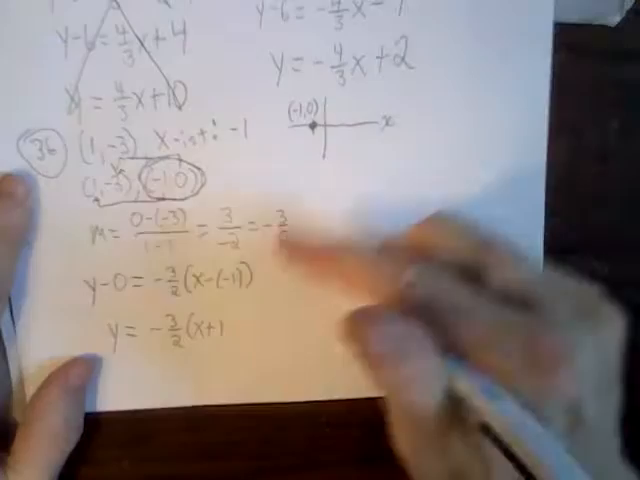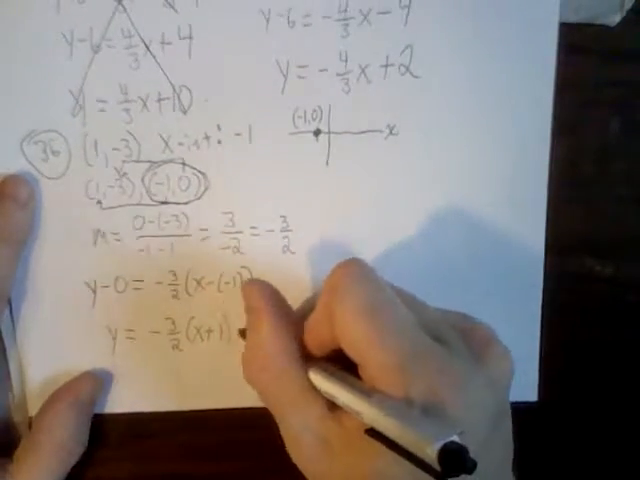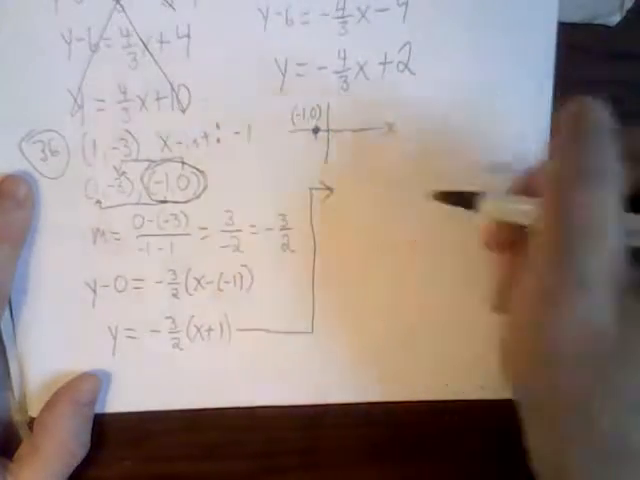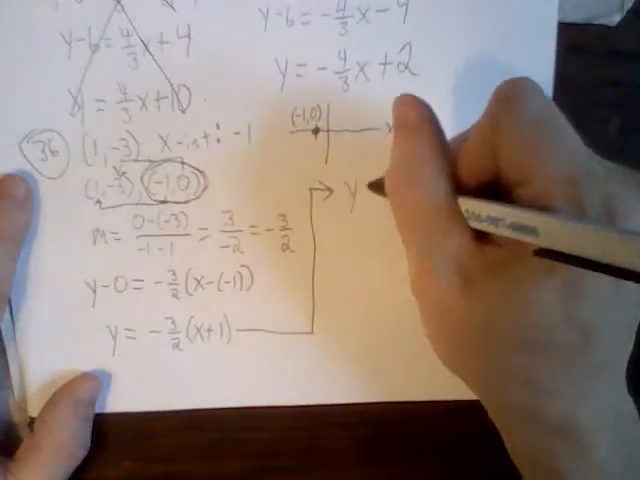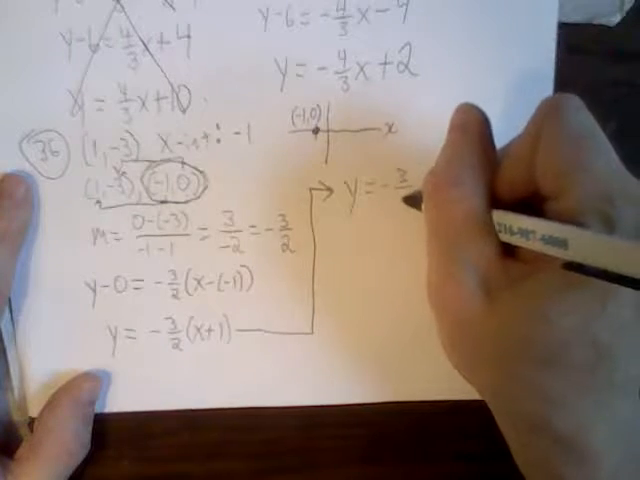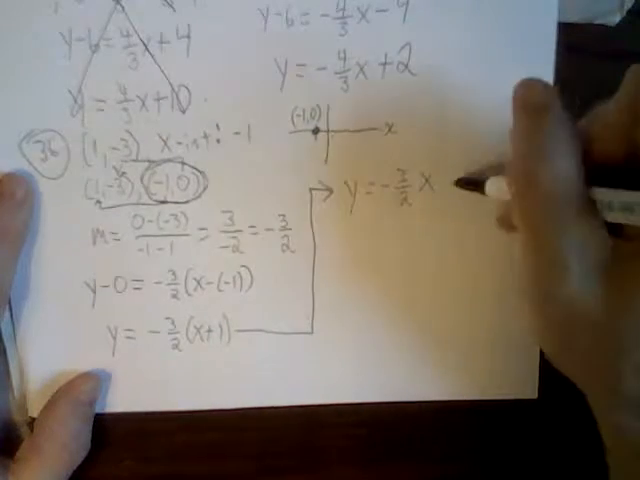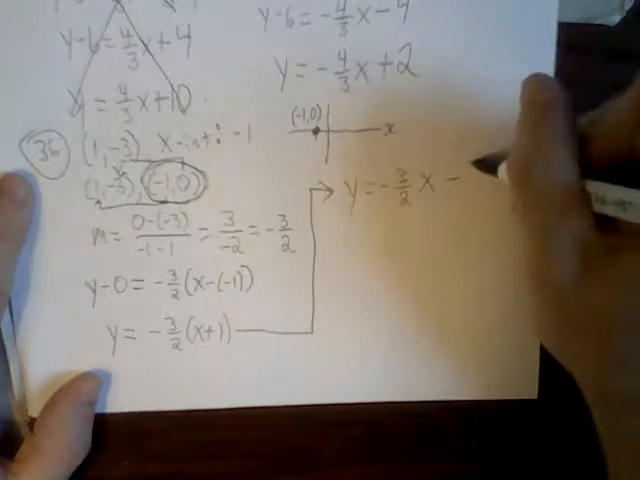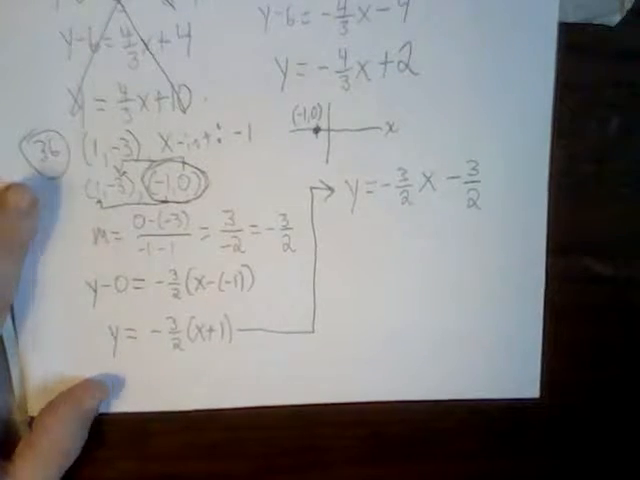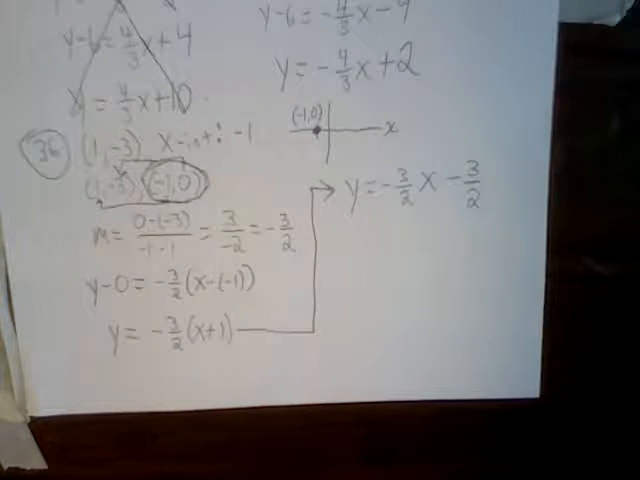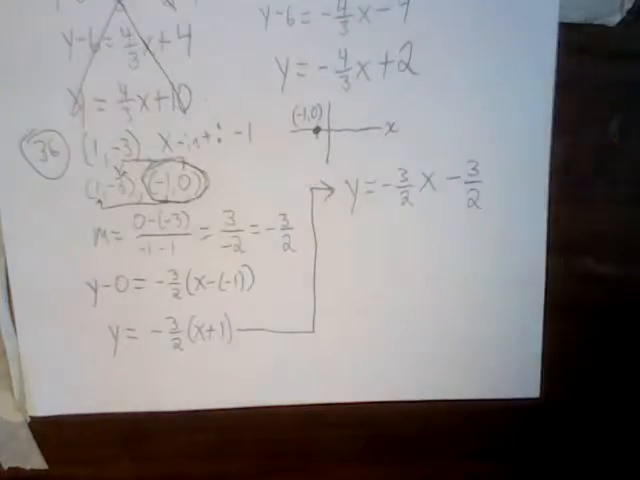Hopefully that paper isn't getting in the way. And go ahead and distribute the negative 3 halves. So you get y equals negative 3 halves x, and then negative times positive 1, negative 3 halves. Okay, so we've got a bunch of examples for you there.